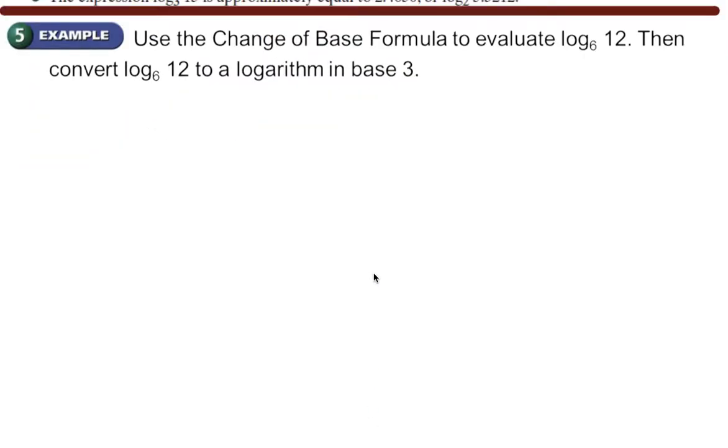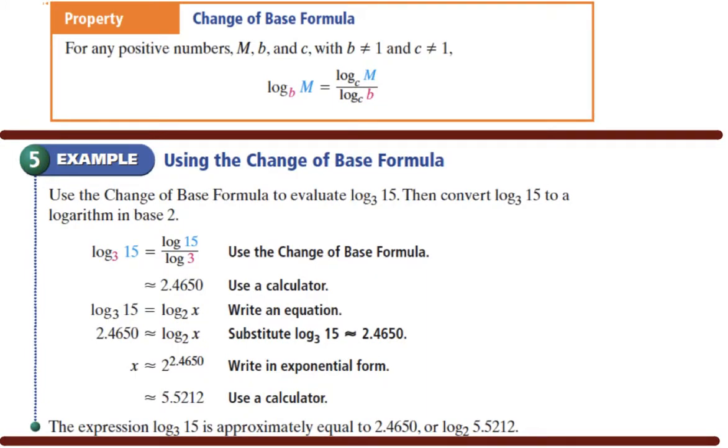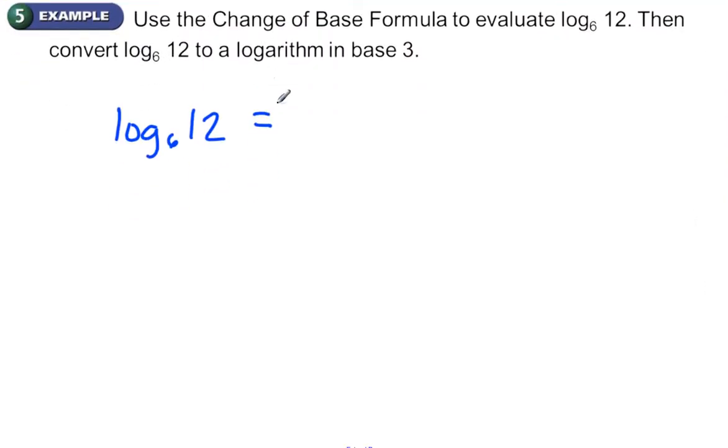All right, let's go ahead and do this one. We're going to use the change of base formula to evaluate log base 6 of 12, and then we want to convert log base 6 of 12 to a logarithm of base 3. Step 1, log base 6 of 12 is equal to, based upon this formula, the big number over the base. So that's going to be log of 12 over log of 6.